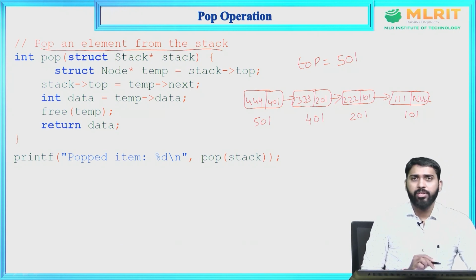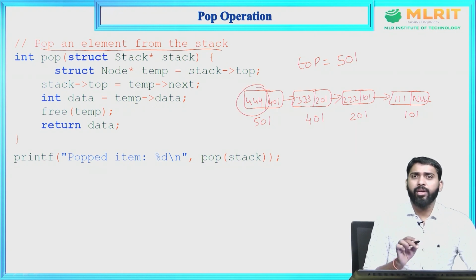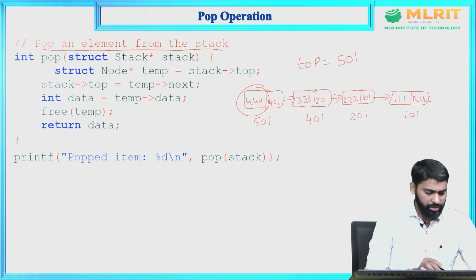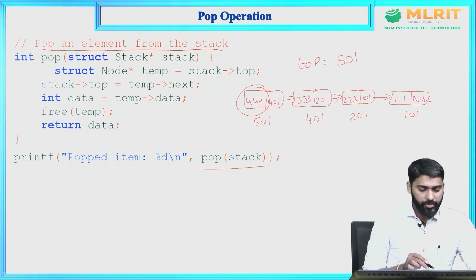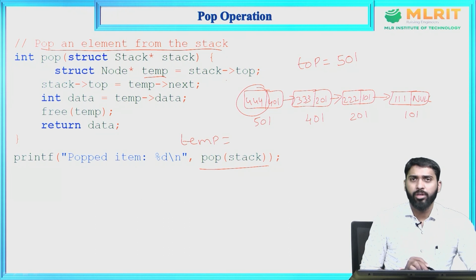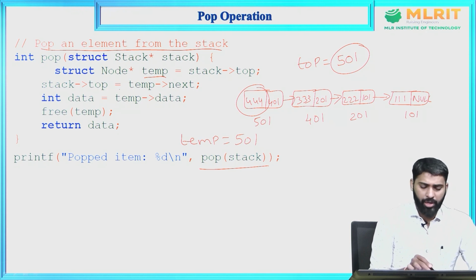Now if it is a stack, the last inserted number is 444. Now if I call the pop function, then the deleted element will be 444 and update the top with the next value. Now we see how it is executed. Now I call pop stack. Now we create one temporary variable temp equals stack arrow top. Now what is the top value? So 501, and stack arrow top equals temp arrow next.